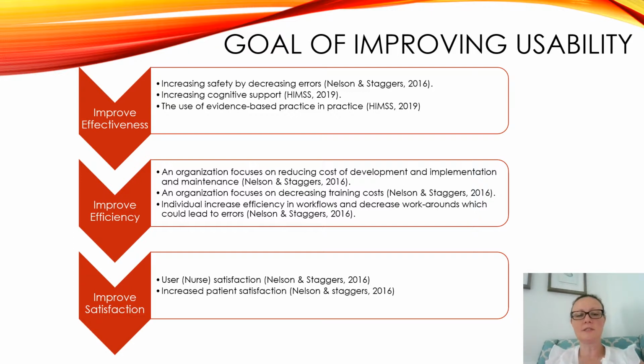Organizations focus on reducing the cost of development and implementation of these products, as well as maintenance of the products. That helps to improve efficiency. Organizations also look at decreasing training costs to be more efficient, but this can be a problem because not everybody is educated the same way, or to the extent that they should be educated. So we need to look at how we can improve efficiency by increasing training and decreasing costs.